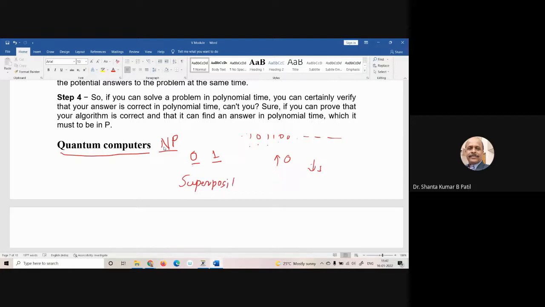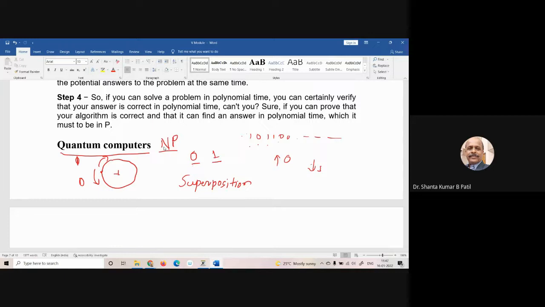So we'll see what this superposition is. Superposition is generally what happens in the case of the hydrogen atom. The electron moves around the atom, either in this direction or in this direction, upward or downward. Upward you can call a zero, downward you can call a one, or vice versa. In the case of the hydrogen atom, only one electron is there.